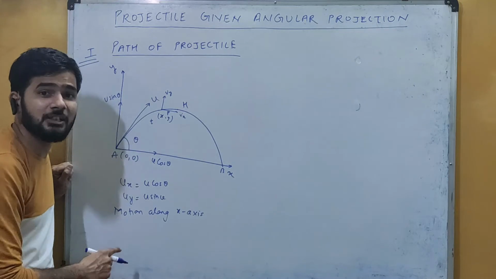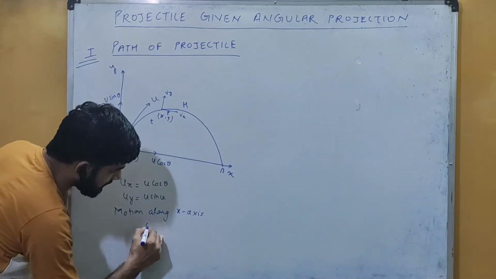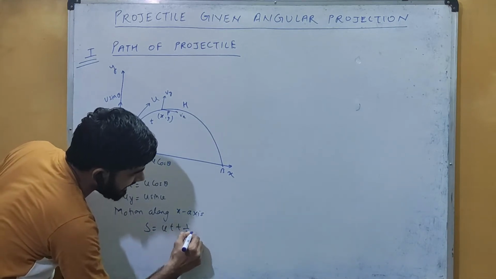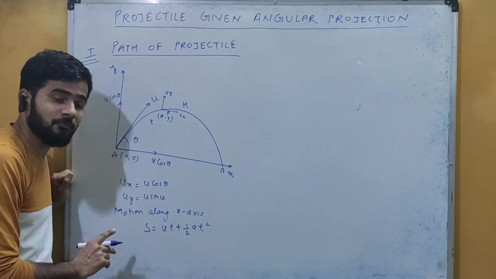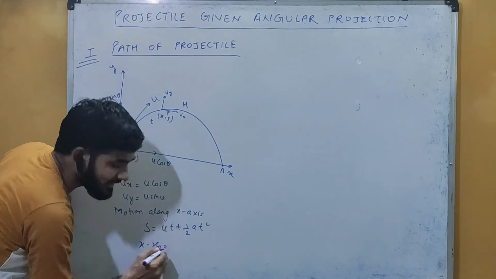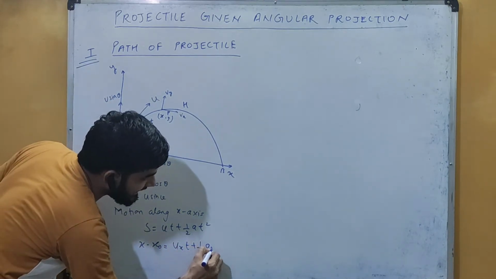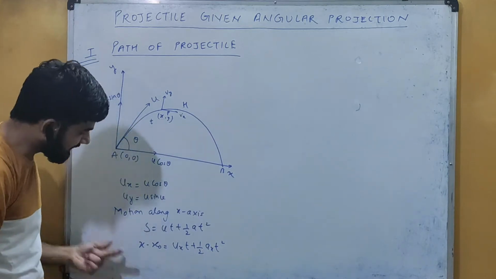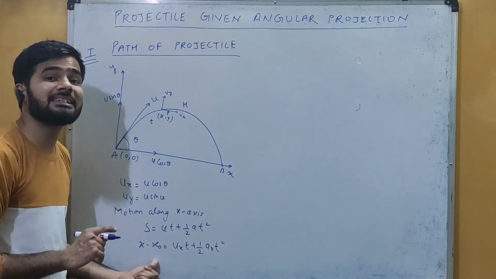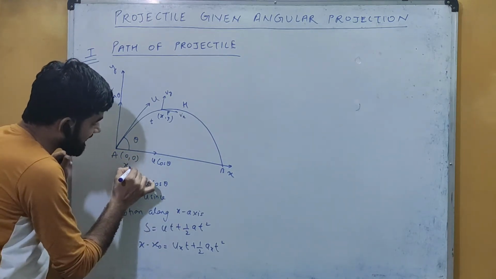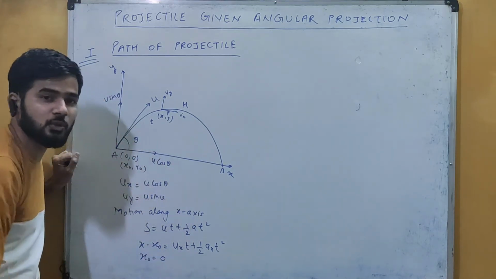Now for the motion along x-axis, we have to consider the second equation of motion, that is s equals ut plus half at square. For the motion along x-axis we write it in terms of x minus x naught, that will give you the distance, equals ux into t plus half ax into t square. Now in this case, this x is this coordinate, and what about x naught? This x naught is the initial position. You can consider it as x naught, y naught. So how much is x naught here? It will be equal to 0.